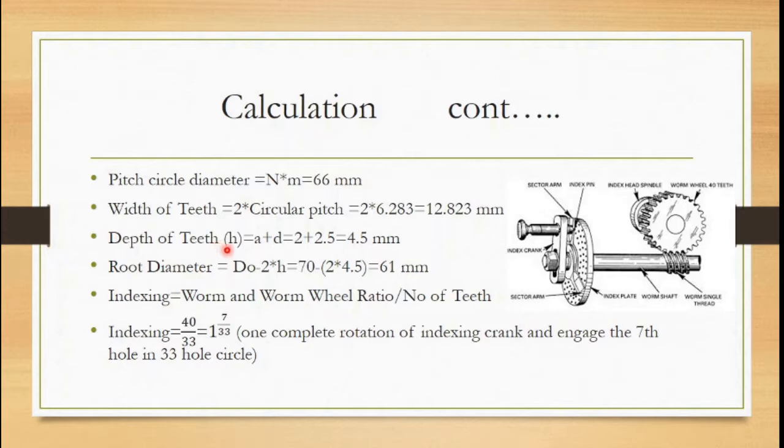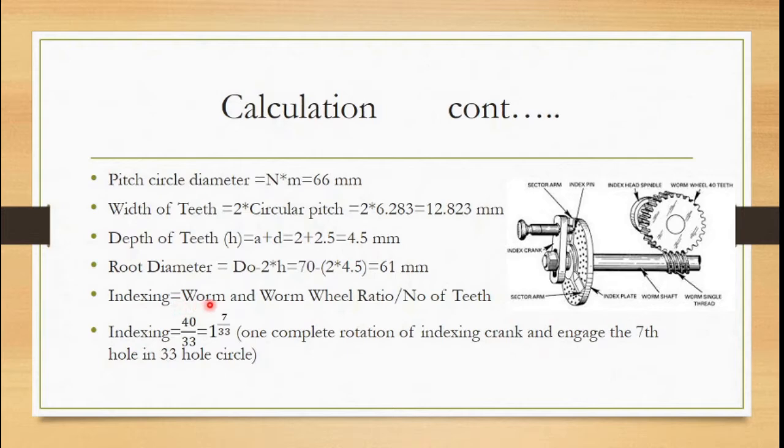Depth of teeth H we can calculate by adding addendum and dedendum value, that is equal to 2 plus 2.5, that is equal to 4.5 millimeter. Root diameter is calculated by using the formula, that is D naught, outside diameter of the gear blank, minus 2 times the depth of teeth, that is H, that is equal to 70 minus 2 into 4.5, we will get 61 millimeter. Now we'll come to the indexing.